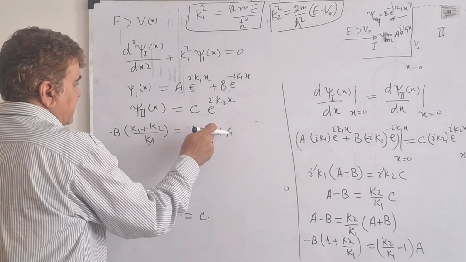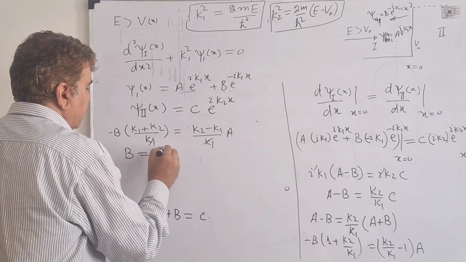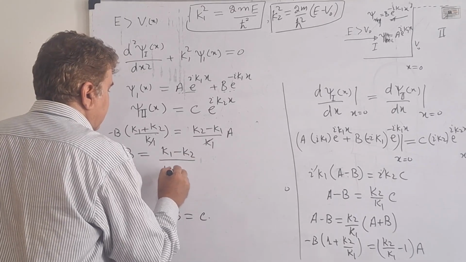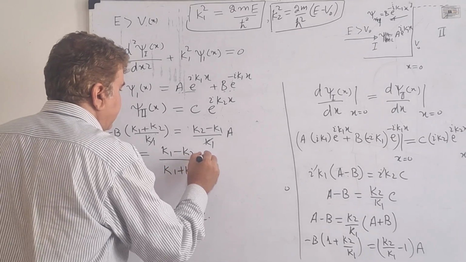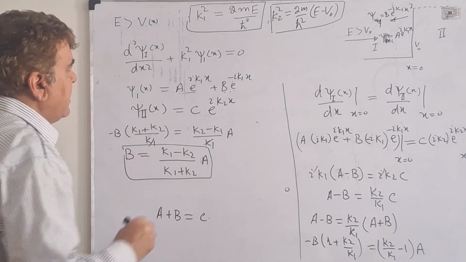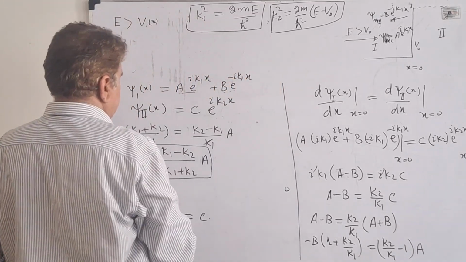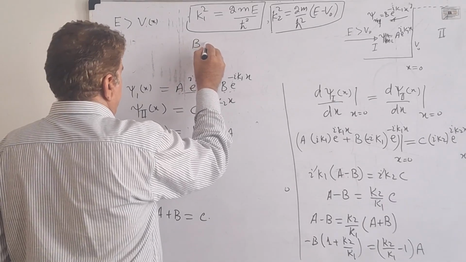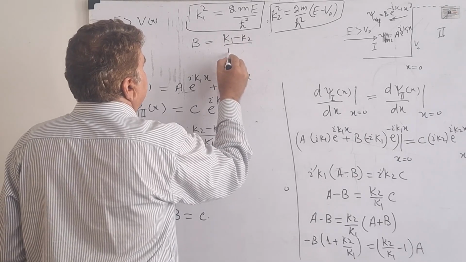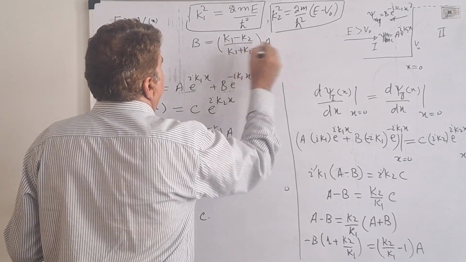if I take this minus to this side, it will become k1 minus k2, so I write b equals k1 minus k2 divided by k1 plus k2 times a. So this is the value of b, and I don't need it in this equation, so I write this value for the reflected wave as k1 minus k2 divided by k1 plus k2 times a.